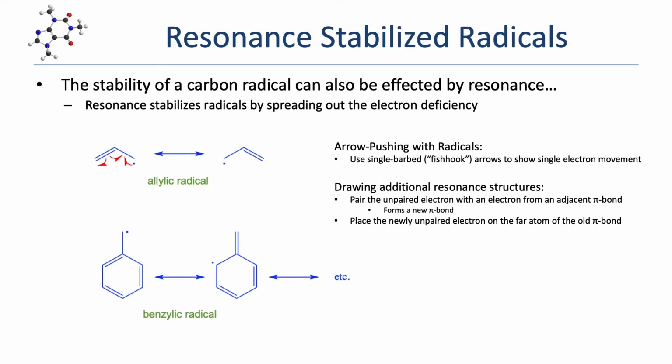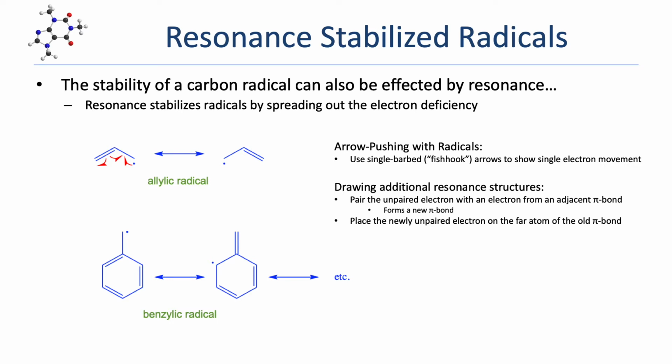for our allylic radical. We start by pairing the unpaired electron with one of the electrons in the adjacent pi bond. We show this with two converging fishhook arrows, one originating from the unpaired electron and one originating from the neighboring pi bond. This will result in the formation of a new pi bond between those two rightmost carbons.